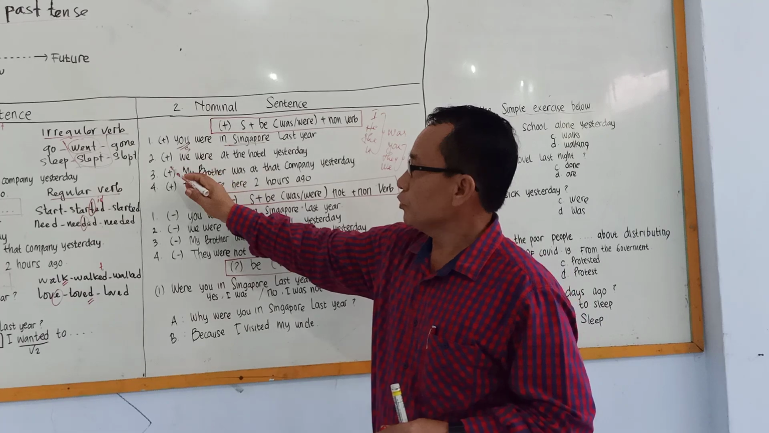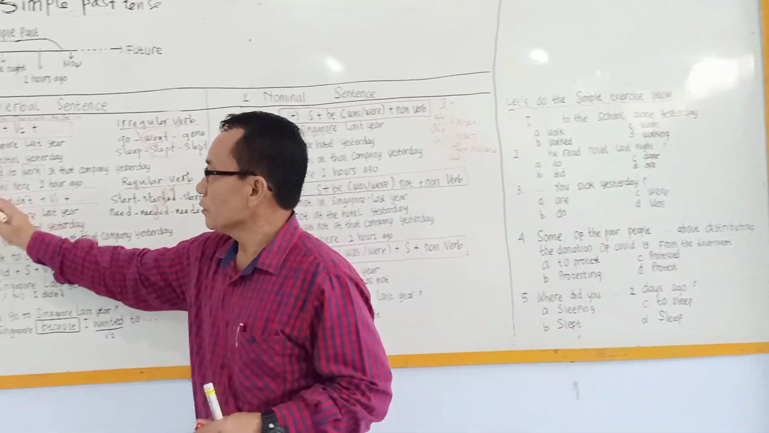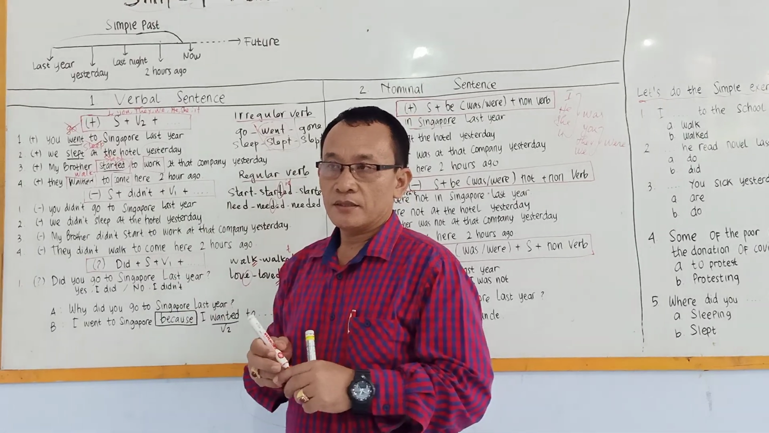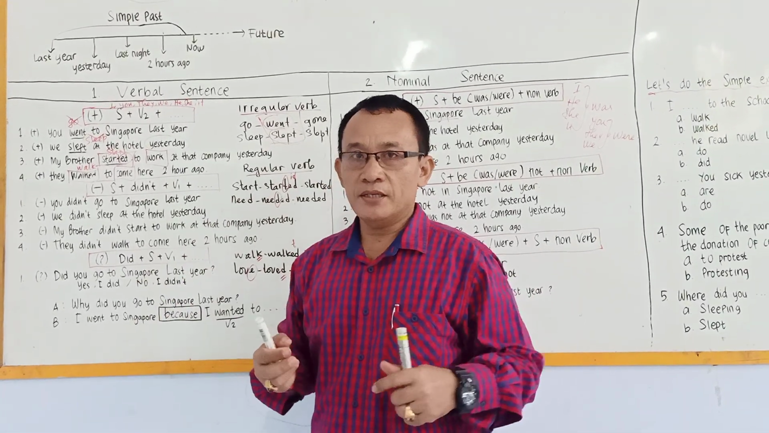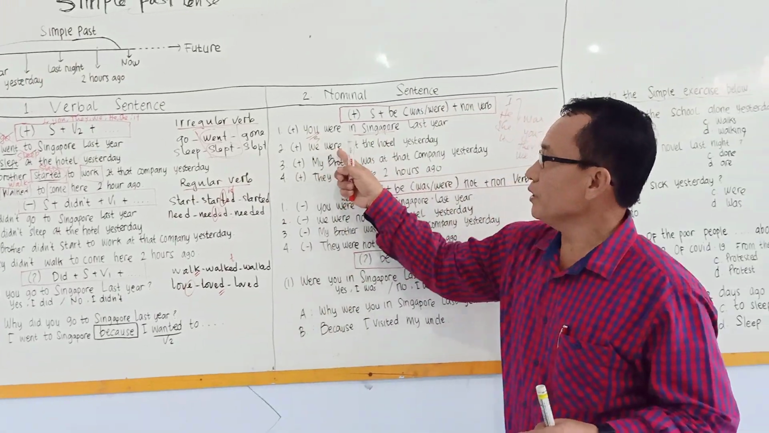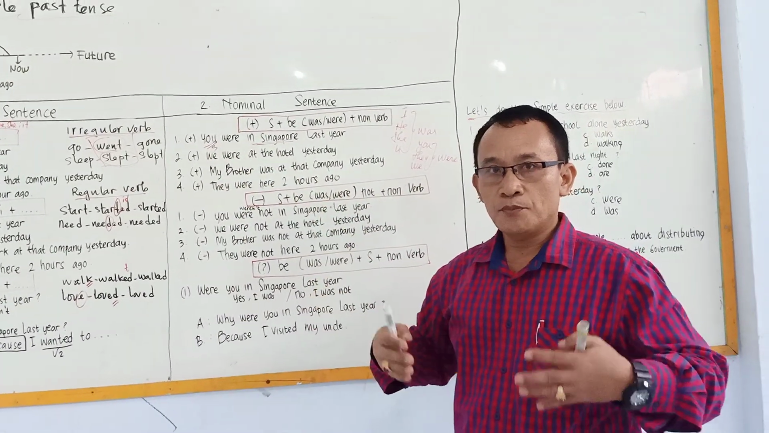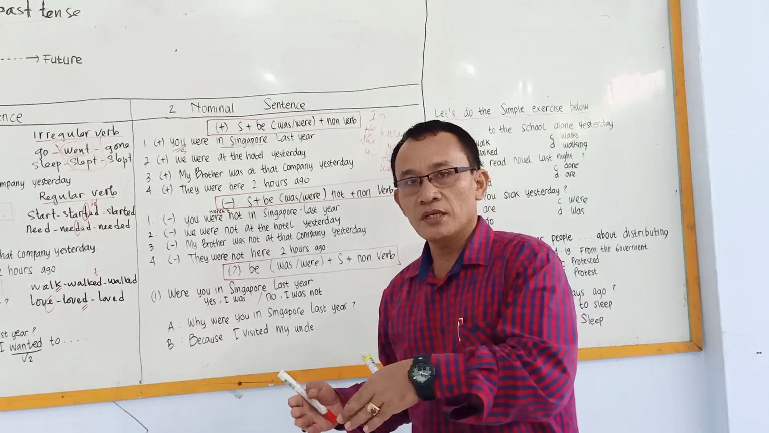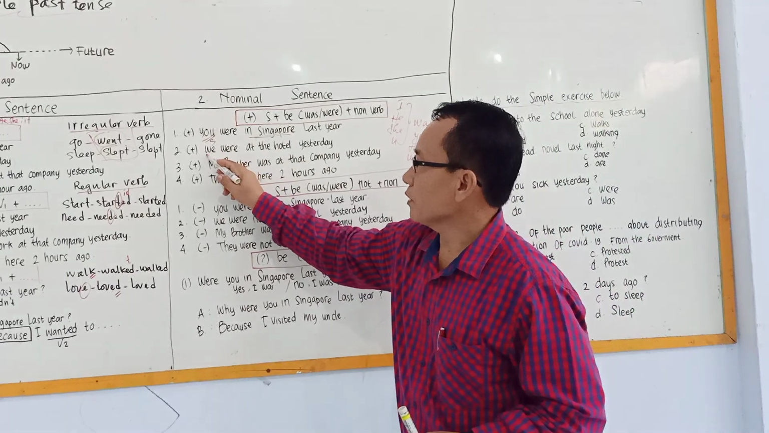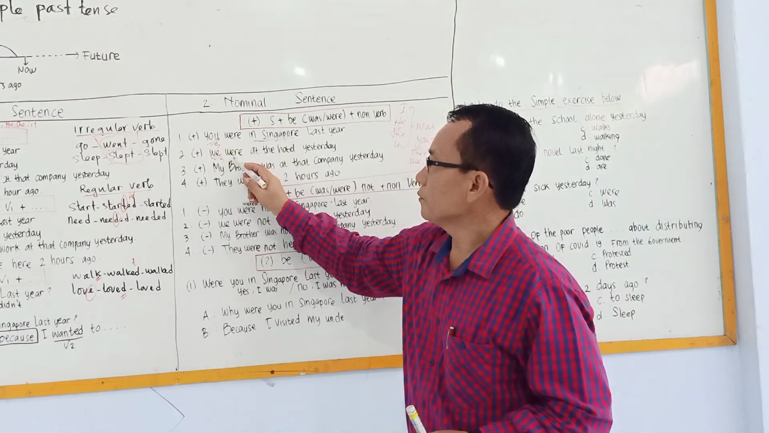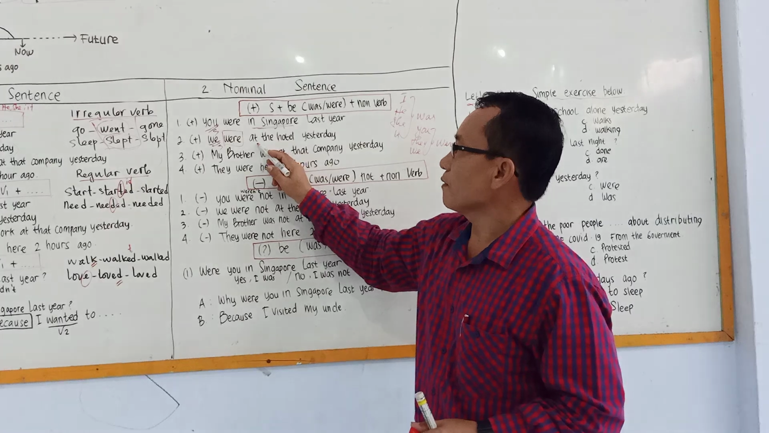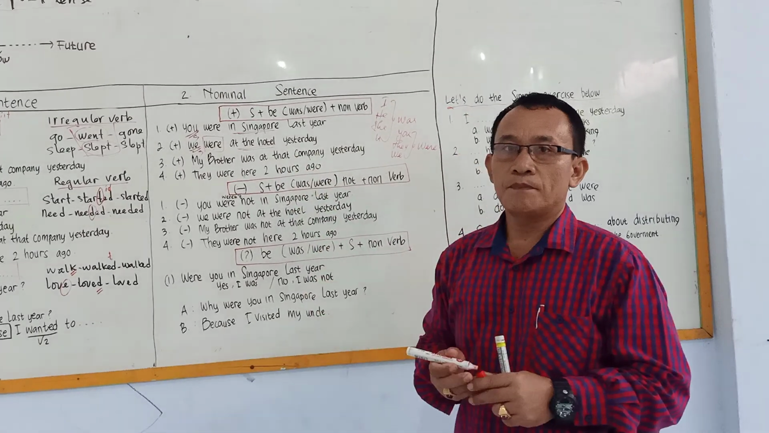Well, number 2. We slept at the hotel yesterday. It means in nominal sentence we were at the hotel. So your position, because you slept at the hotel, it means that you were at the hotel. So subject we, were. Yeah, this is were. This is adverb of place.